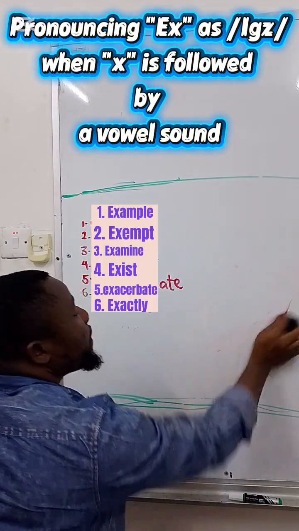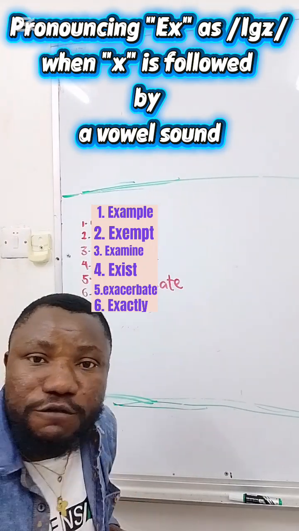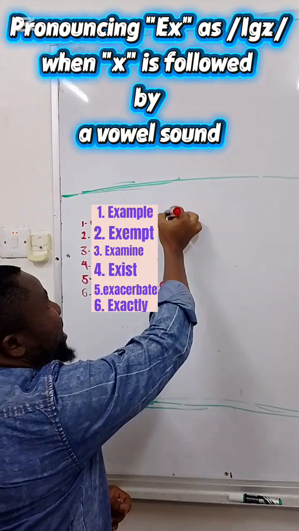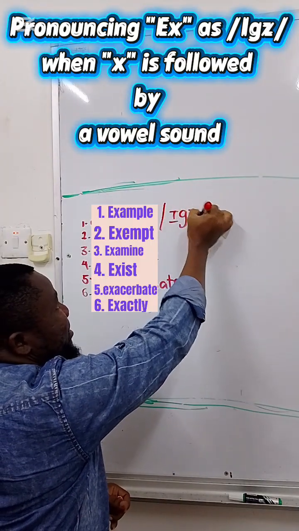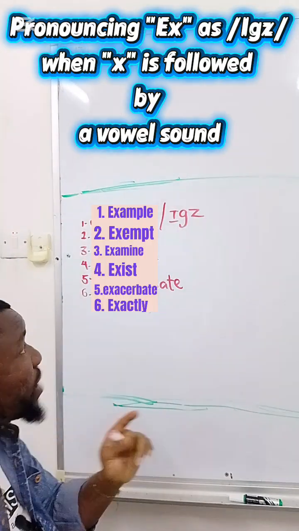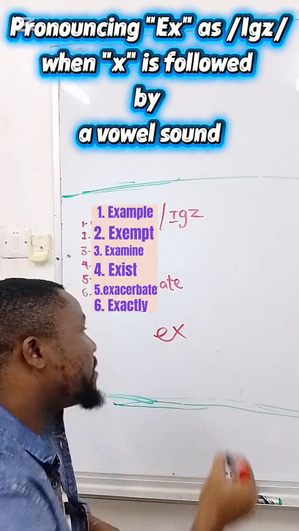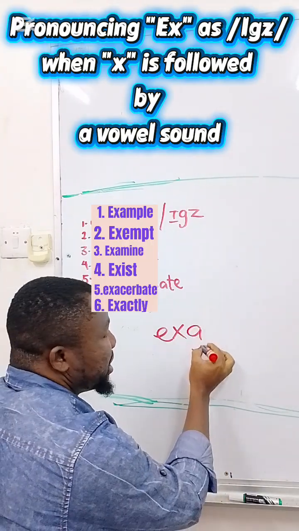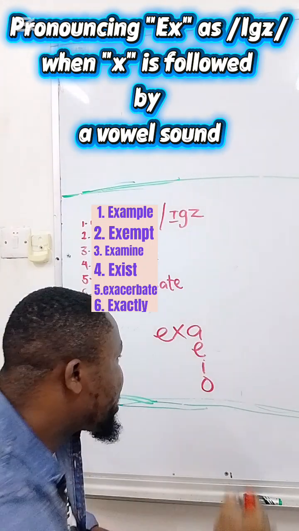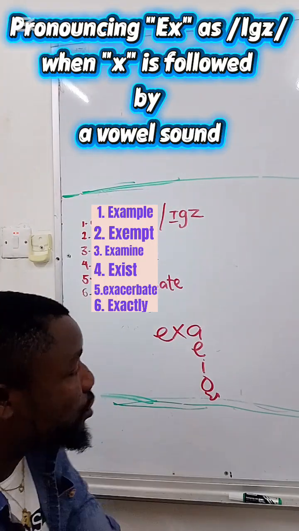Let's look at the first word. The first word here is example. Now, this word is not example, but example. This structure is pretty simple. It's when you have EX, you have X being followed by a vowel sound, such as the A, such as the E, such as the I, or such as the O, if at all we have U. Of course, you know that we have five vowel letters: A, E, I, O, U.